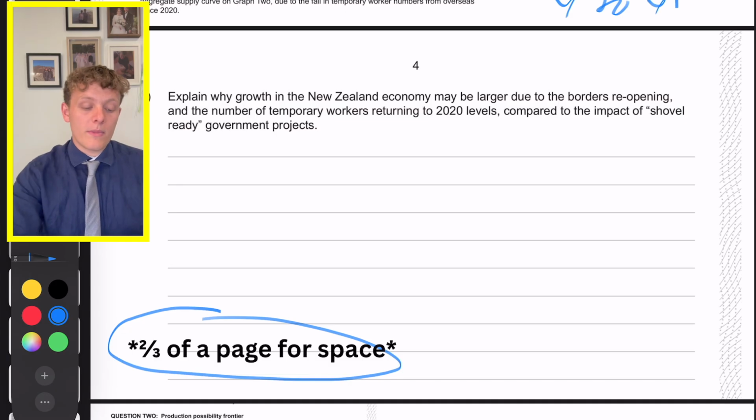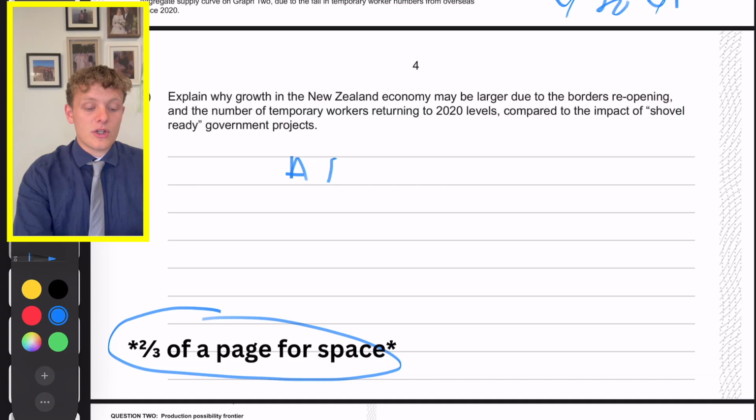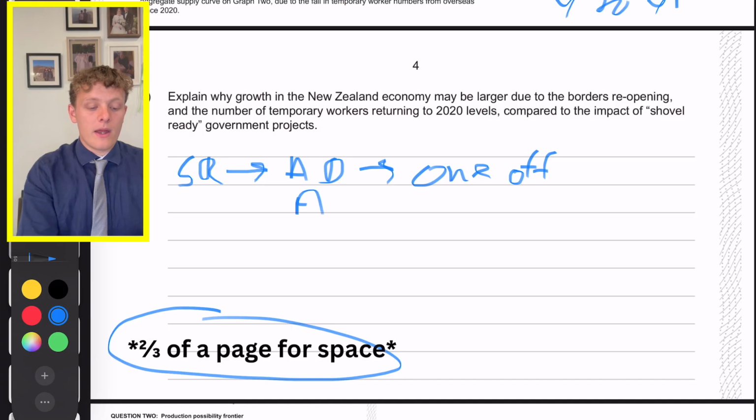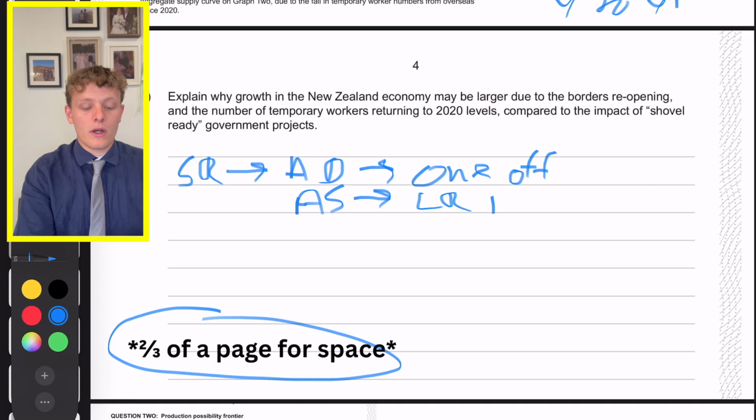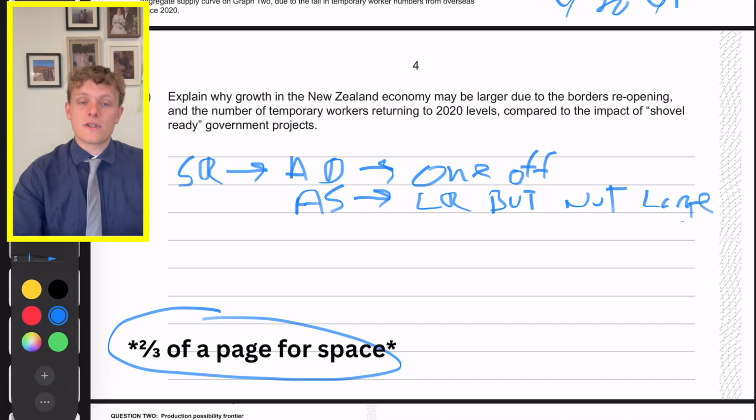And what we might say here is, for shovel-ready projects, the AD shift is one-off. And the AS shift is long run, but not large, right? So it's not going to be a huge shift in AS from just investing in a few projects, even though it's quite a lot of money.